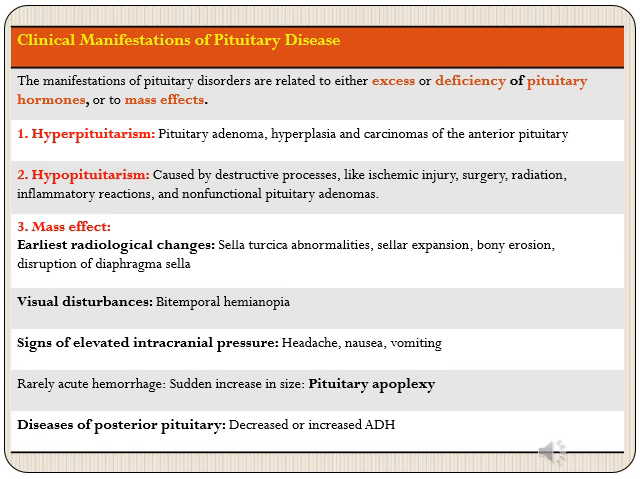Then there can be signs of elevated intracranial pressure like headache, nausea, vomiting. Rarely, acute hemorrhage can occur in pituitary if it increases so much in size, so that there is a particular type of clinical picture which is called pituitary apoplexy. And then finally we have diseases of posterior pituitary which present with either decreased or increased ADH and the symptoms related to this.